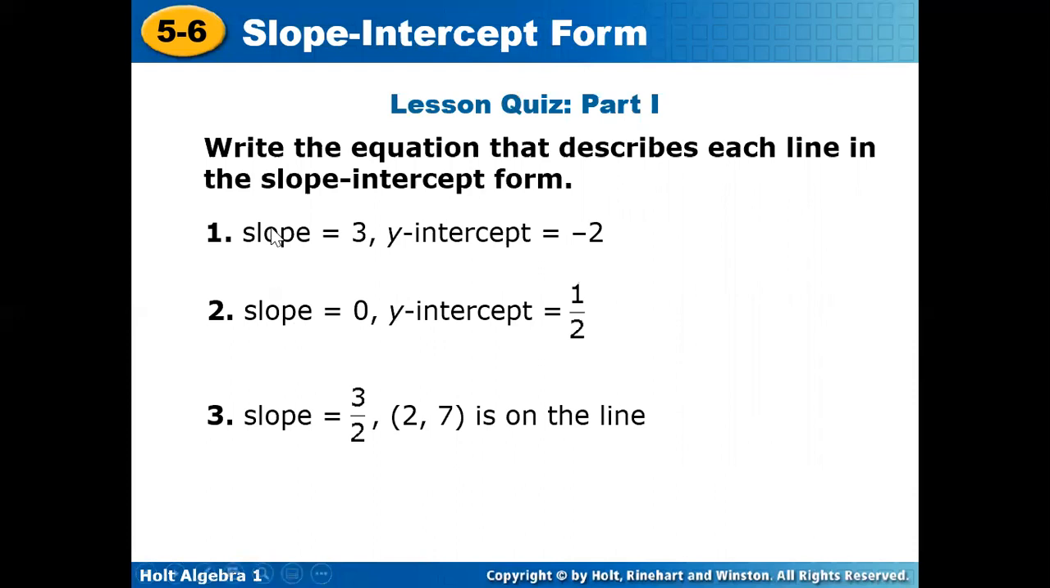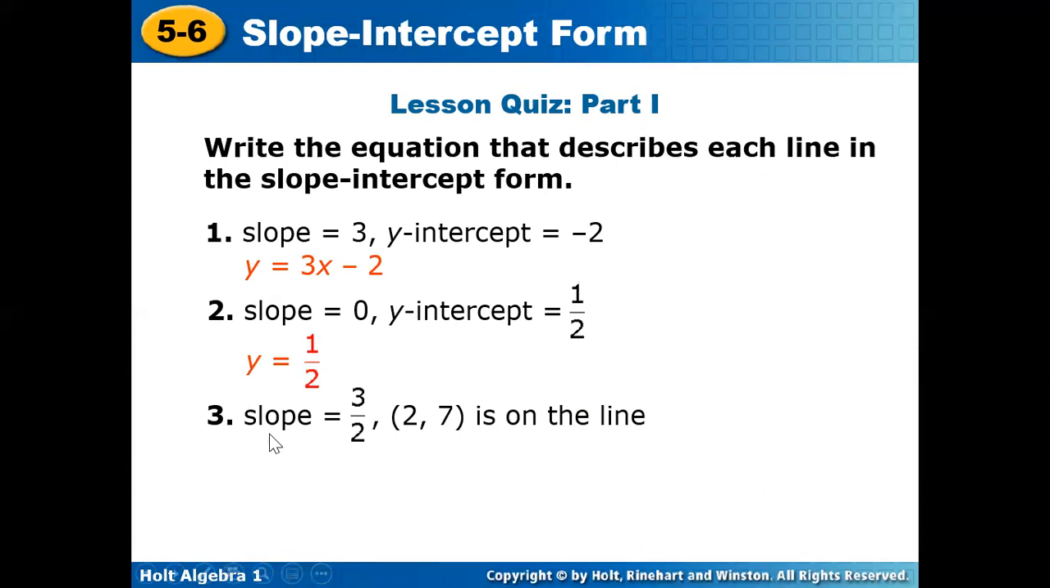You can try these. You're going to write the equation that describes each line in slope-intercept form. We know our slope is 3. Our y-intercept is -2. So our equation in y-intercept form is y equals 3x minus 2. Slope is 0. Y-intercept is 1/2. So that equation is just merely y equals 1/2.